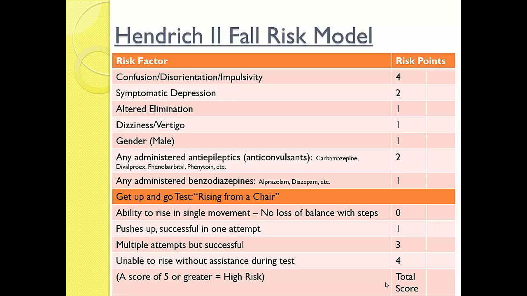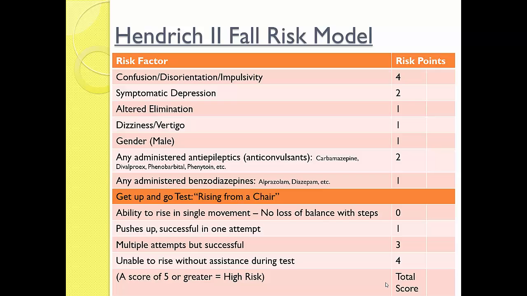So here's a fall risk model that I want to show you guys. It's another example of a fall risk assessment tool. It's the Hendrich II fall risk model, and what this has is actually two components to it. On the top part are the risk factors, so like some of the ones that we talked about earlier, patients who have confusion, disorientation, impulsivity, symptomatic depression, altered elimination, dizziness, vertigo, male gender. Males just tend to be a little more impulsive and tend to get up on their own and not ask for assistance. So on this scale, they get awarded 1 extra point.